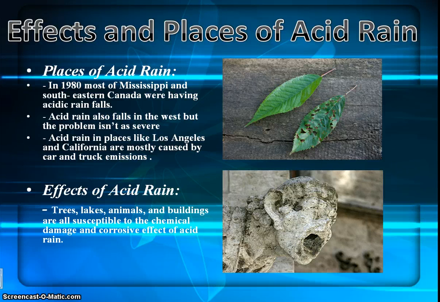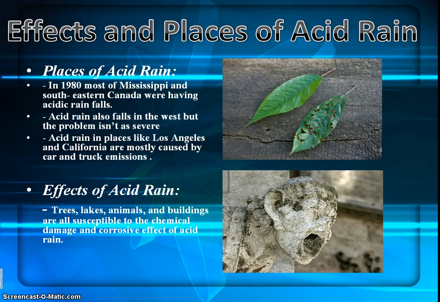Effects and places of acid rain. In 1980, most of Mississippi and southeastern Canada were having acidic rainfalls. Acid rain also falls in the west, but the problem isn't as severe. Acid rain in places like Los Angeles and California is mostly caused by car and truck emissions.